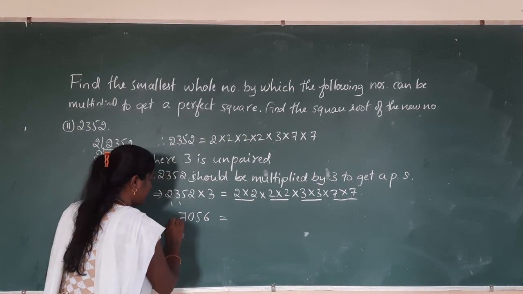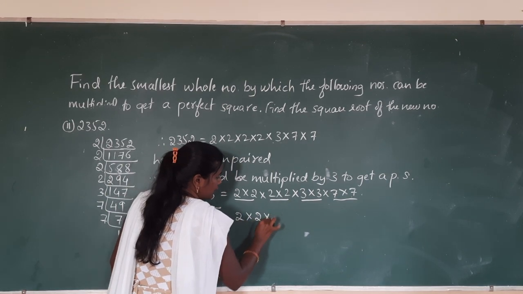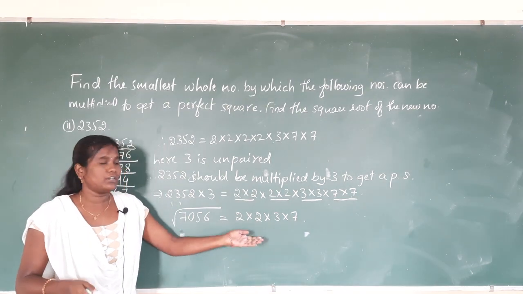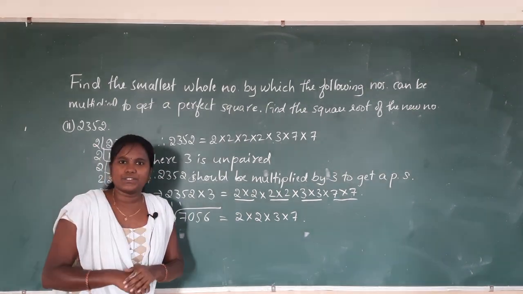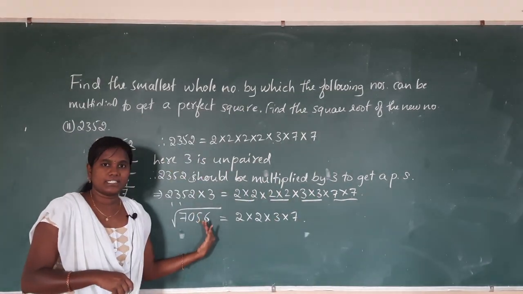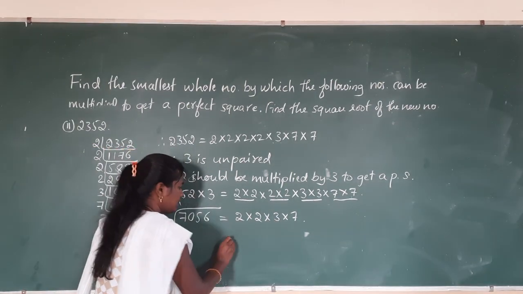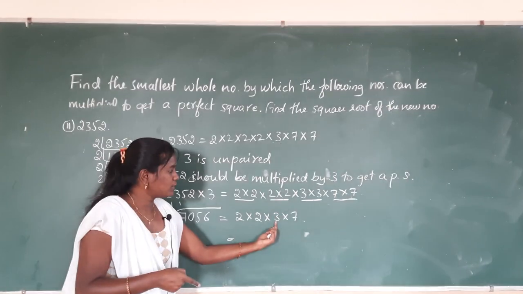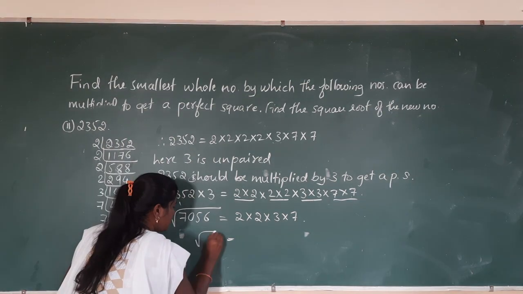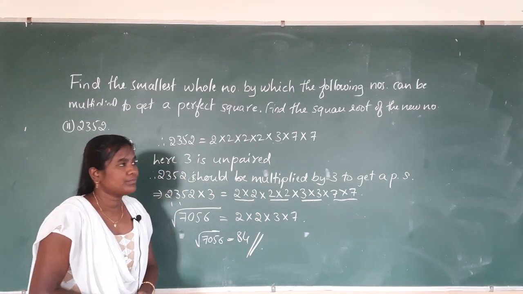That is equal to the square root of 7056. It is 2 into 2 into 3 into 7. Directly I wrote it here because we have learned all this in the last 2 videos, isn't it? It is 2 square, 2 square, 3 square, 7 square. That square is shifted to this side and has become the square root. So it is 2 into 2 into 3 into 7. What is the answer? 2 2s are 4, 4 3s are 12, 12 7s are 84. So the square root of 7056 is equal to 84.